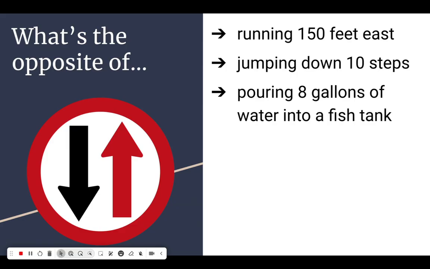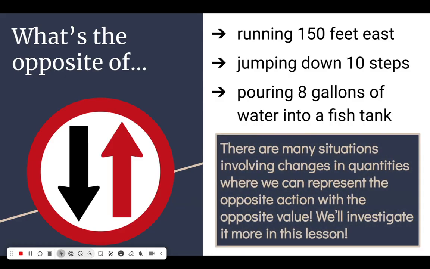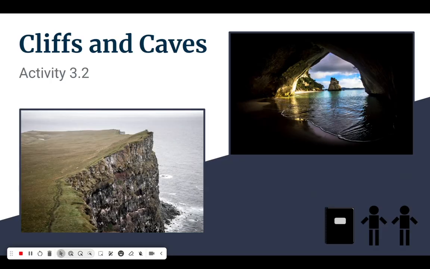What's the opposite of pouring 8 gallons of water into a fish tank? It should be draining 8 gallons of water from the fish tank. There are many situations involving changes in quantities where we can represent the opposite action with an opposite value. We're going to investigate that more in this lesson.